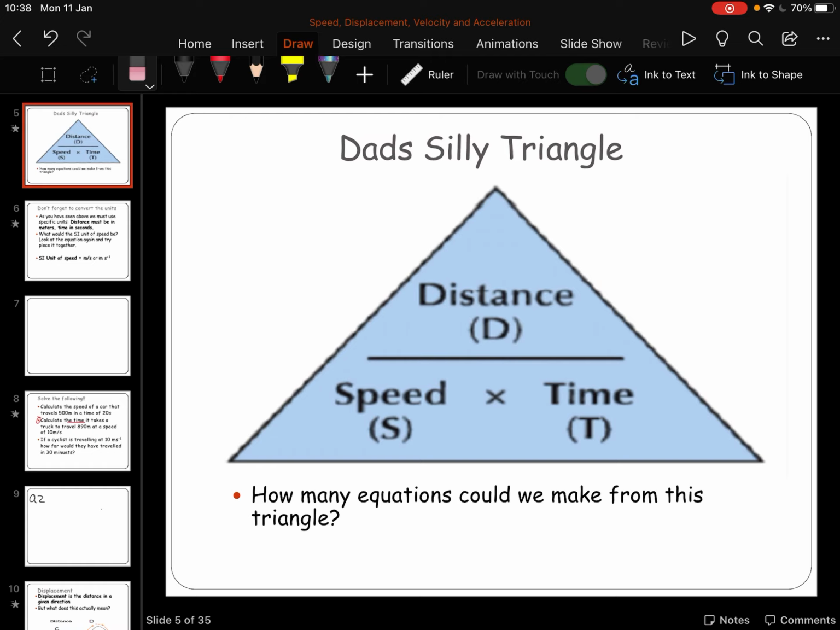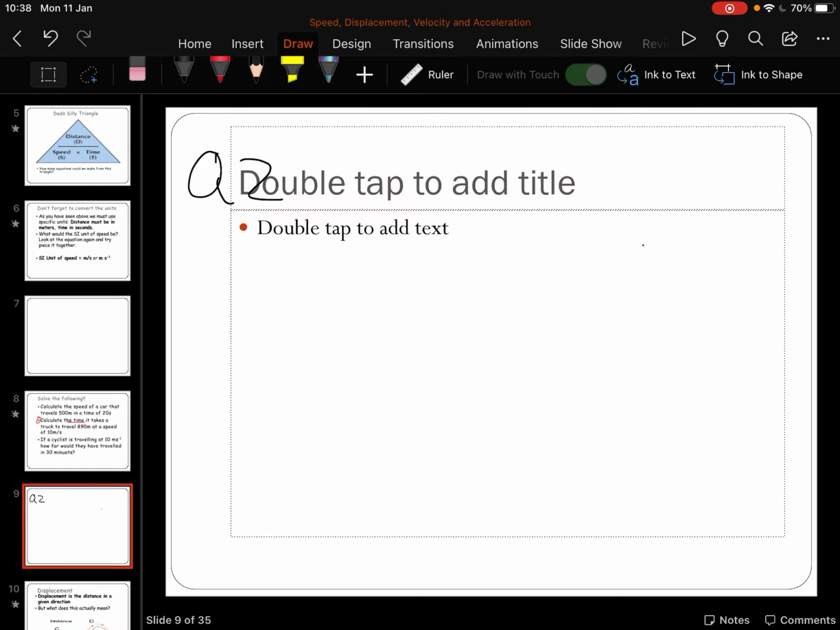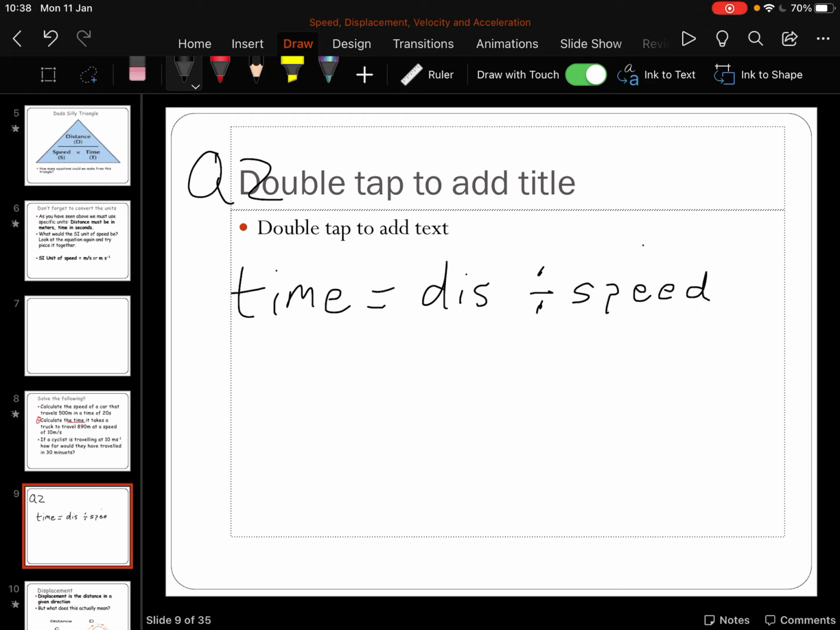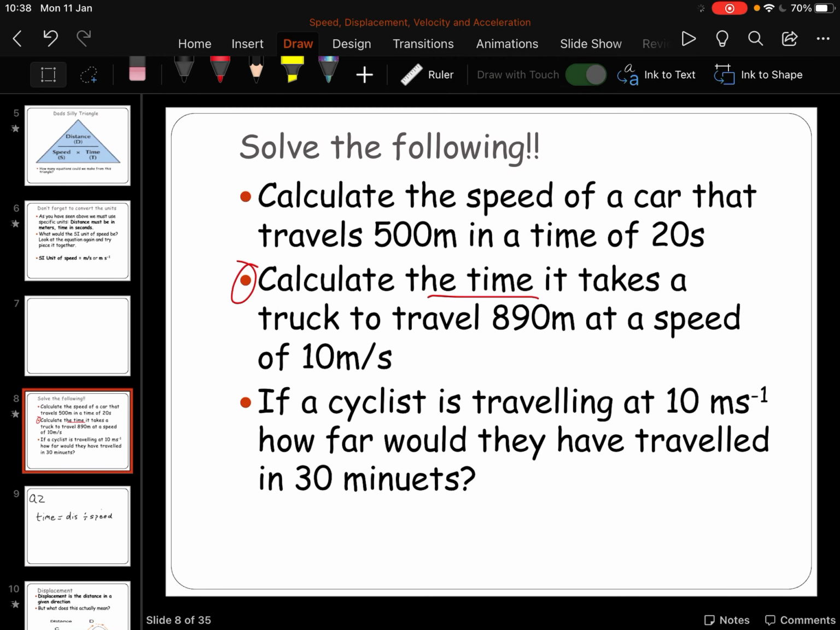I haven't even read the rest of the question. I just said, what am I looking for? Time. And get it. Okay? So straight away you can put down your equation, so time equals distance divided by speed. Okay? And what are we told as well? So the time it takes the truck to travel 890 meters, that's our distance, at a speed of 10 meters per second.